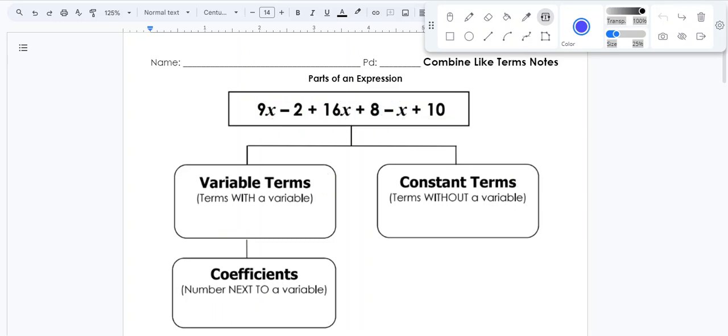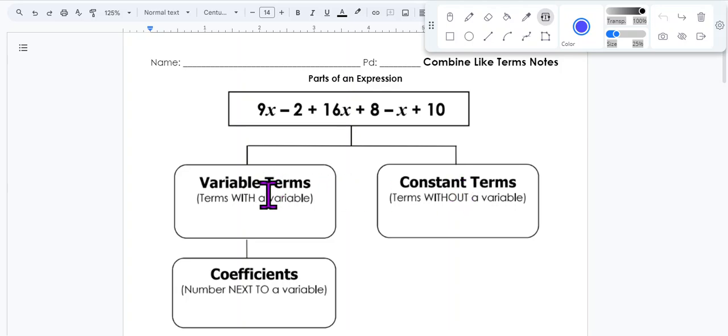Welcome to math. Today we're going to learn how to combine like terms and how we do that to simplify an expression. Before we do that, we have to know the parts of an expression. There are two different types of parts of an expression: variable terms and constant terms. Variable terms are anything with a variable, with an unknown value. Constant terms are numbers that do not have a variable.